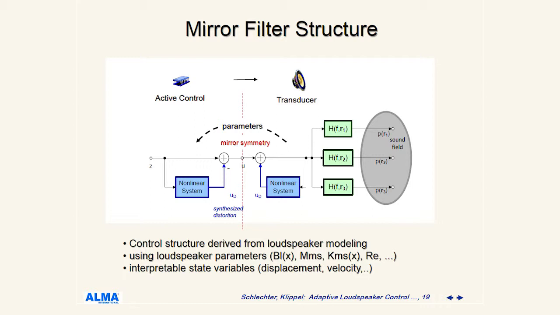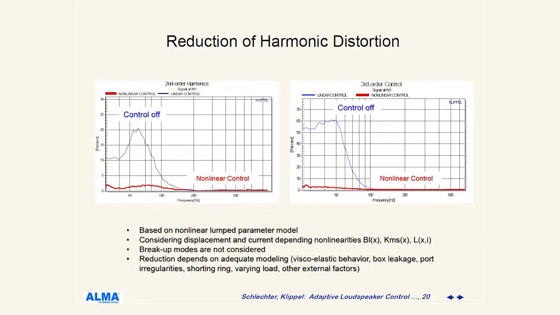Here you see some mirror symmetry. We're using the parameters from the loudspeaker, applied mirrored electronically before, and we also get interpretable state variables like that. So we have the same displacement in our system here as in the real loudspeaker. It is a very nice feature of this control structure.